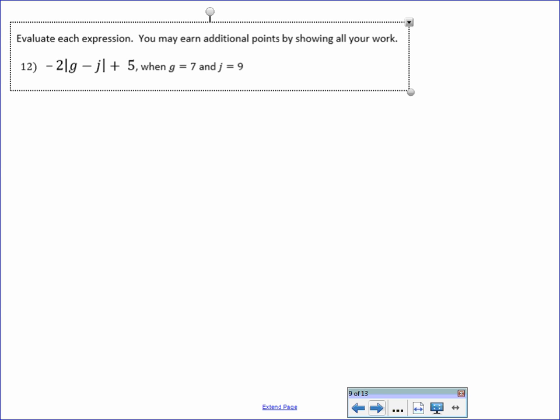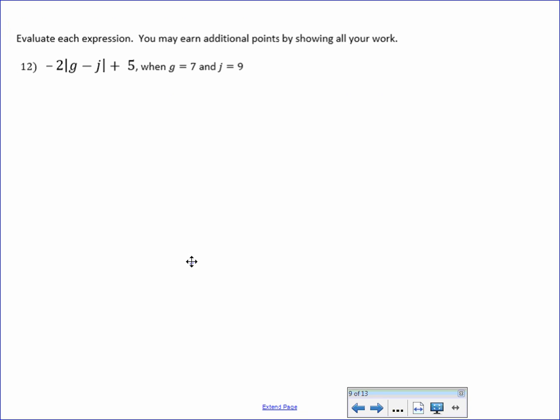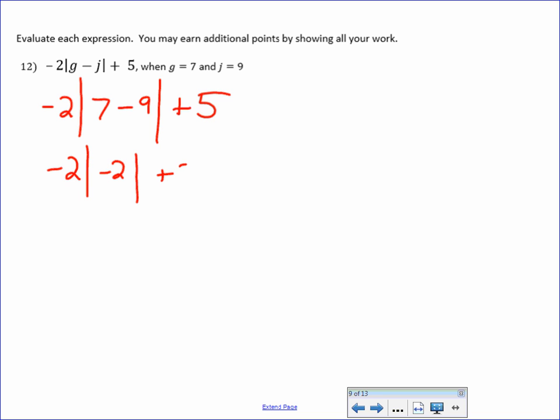All right, evaluate the expression. You may earn additional points by showing all your work. So we're going to substitute in. So it's negative 2 times the absolute value of 7 minus 9 plus 5. We have to get the expression inside the absolute value down to a single number before we apply the absolute value function.